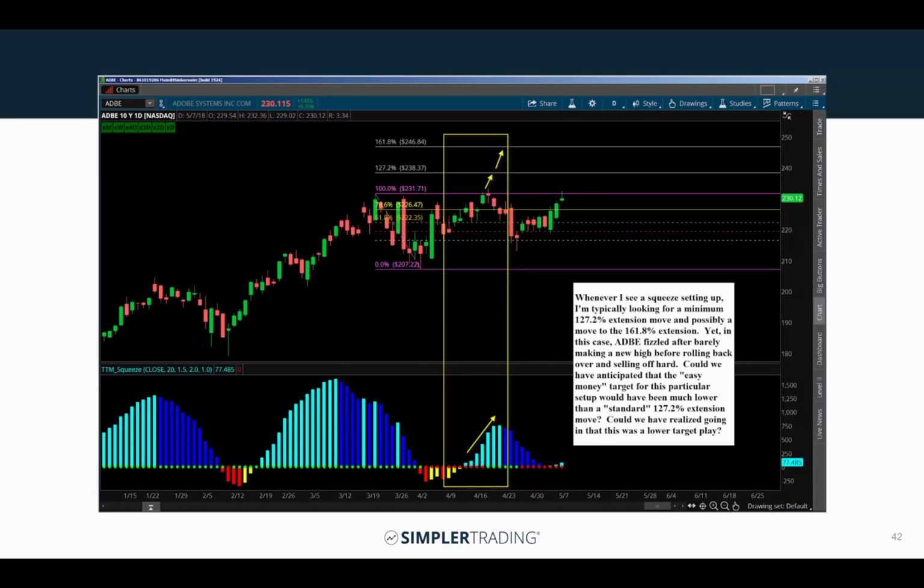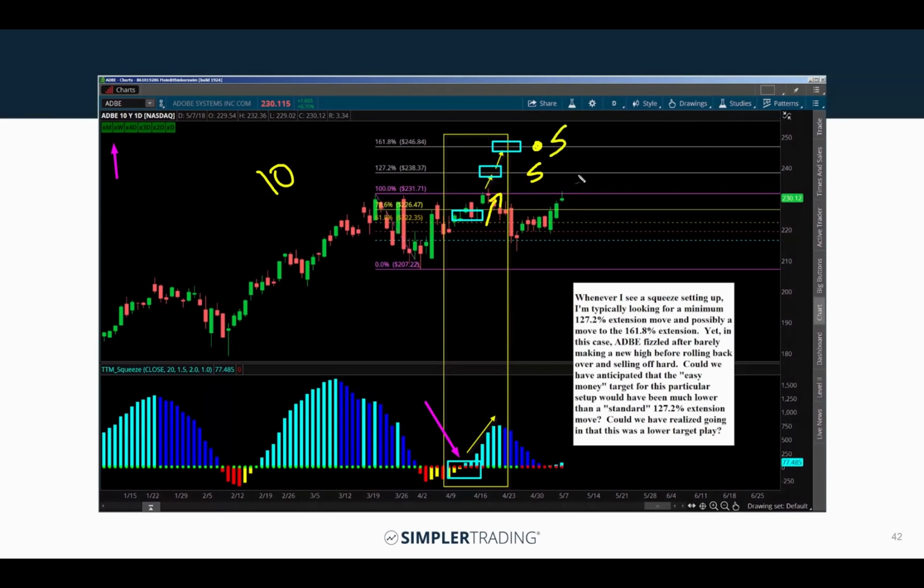Here are some examples. Here's Adobe. I love trading Adobe. Here's a squeeze, and I love squeezes. If you have followed anything that I do, you would know that when I get into a squeeze, I am looking for the 1272 extension and 1618. Most likely, if I get 10 contracts, at the 1272 extension I'll sell 5 and move up my stop. Then at the 1618, I'll sell the other 5 and life is good.